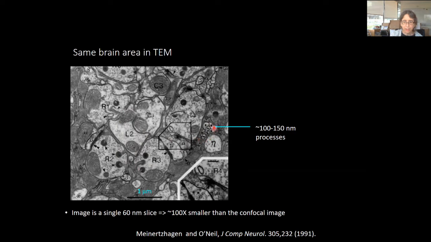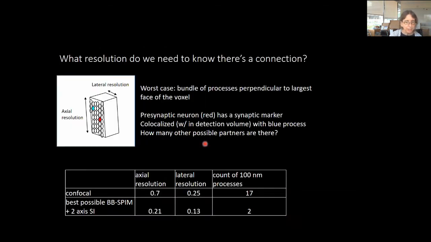And the smallest things are processes, which can go down to about 100 nanometers. And they can even get a little bit smaller, but we'll use 100 nanometers as our target for the smallest thing that might be in our voxel along with the things that we've labeled that might confuse our inference of a synaptic connection. So this is just a cartoon of that, showing that the worst case is if you've got a bundle of these processes going perpendicular to the largest face of your voxel, the direction where you've got at least the lowest resolution.